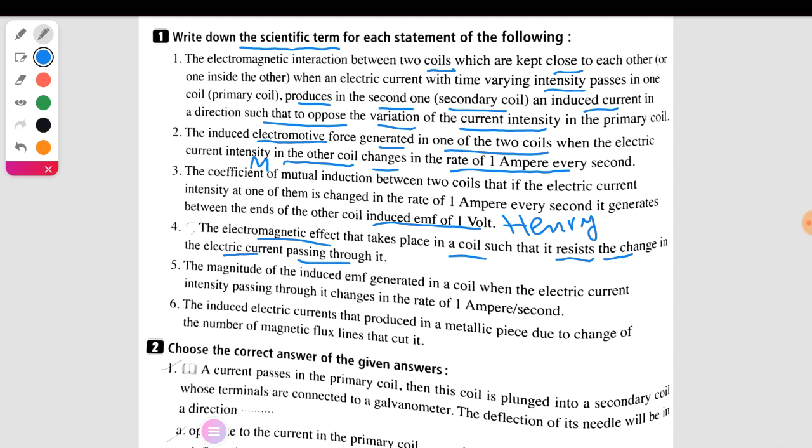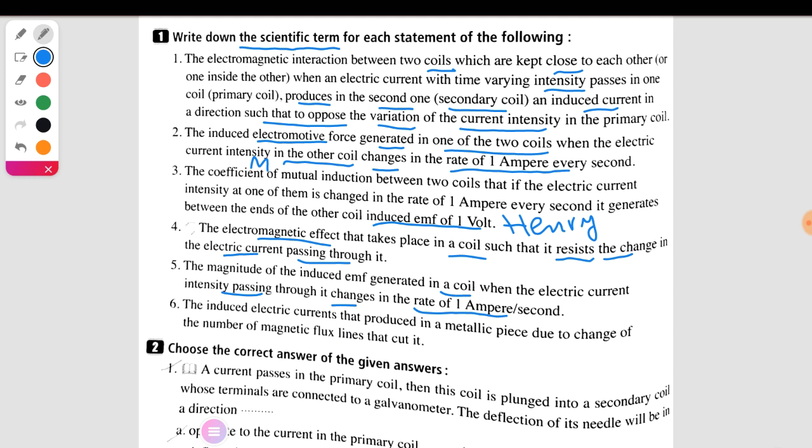Self-induction. Number 5: the magnitude of the induced EMF generated in a coil when the electric current intensity passing through it changes at a rate of 1 ampere per second is called the coefficient of self-induction.